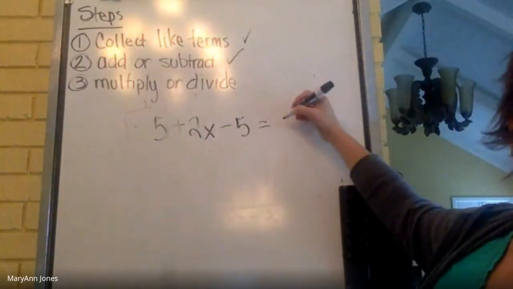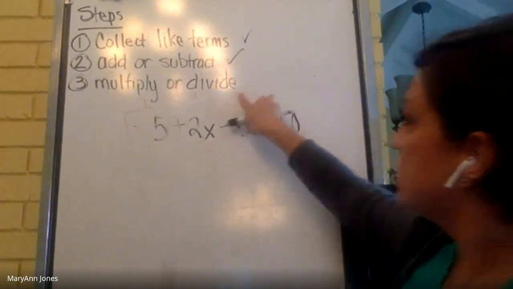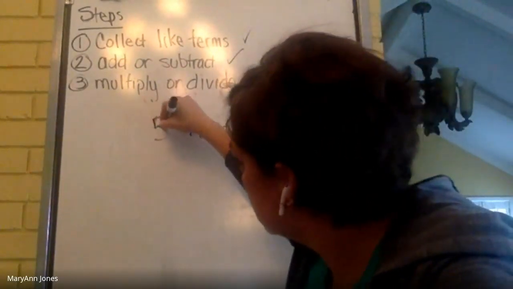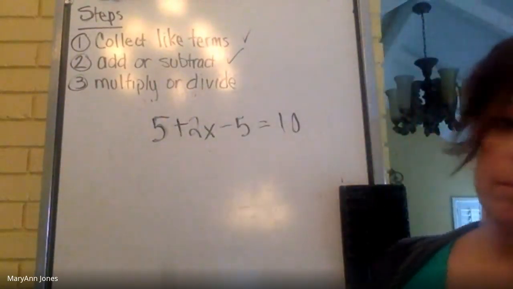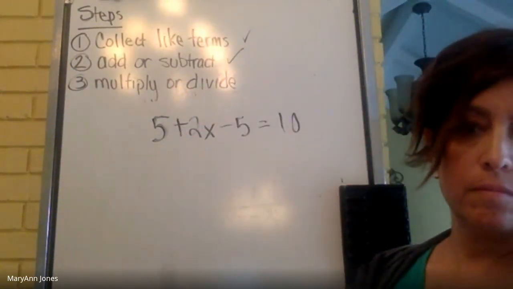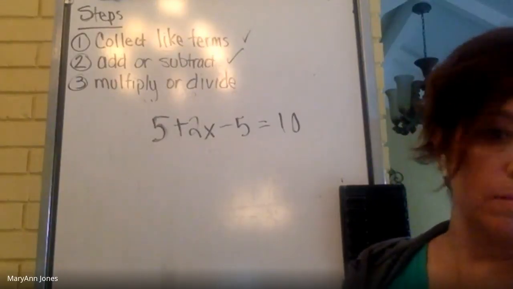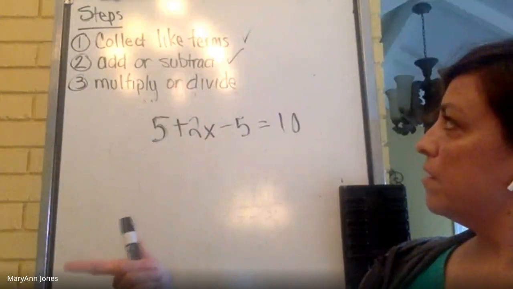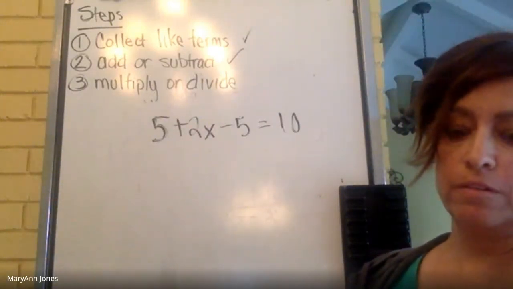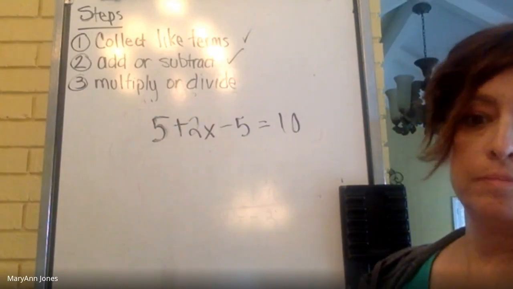That says 5 plus 2x minus 5 equals 10. Okay, so let's see if you can go through the steps. Select your like terms, add or subtract, and multiply or divide. Can you combine them even though they're like a positive and a negative? Yes.